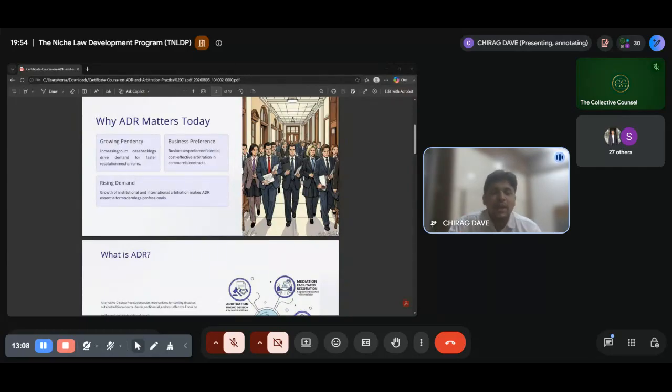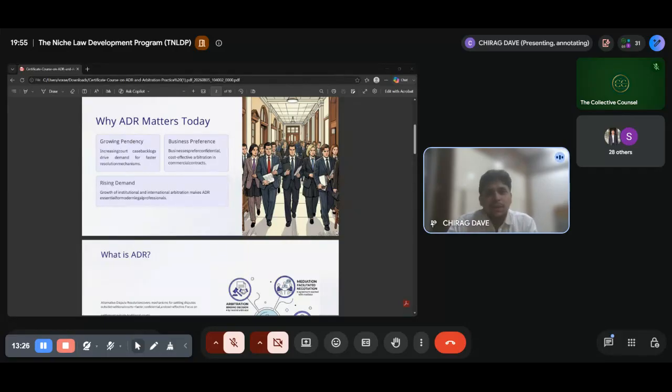So the very first reason behind it is the pendency. The normal life cycle of a normal civil suit is minimum 10 to 15 years. We have seen suits which are pending for 20 years, 25 years. People are coming every time to the court of law just to make sure that the case is completed in time. But this does not happen.